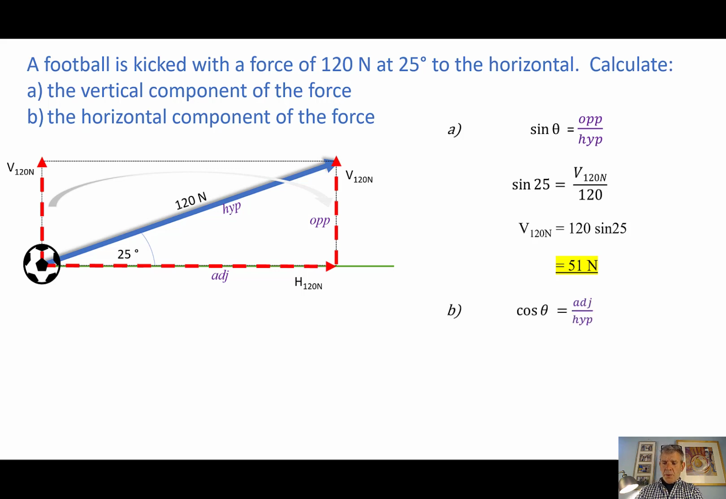Using trigonometry, we can say cos theta is equal to adjacent over the hypotenuse, which is equal to H120 divided by the hypotenuse, which is 120. Reorganizing that gives us 120 cos 25, and that comes out to be 110 newtons. So there's a simple question.